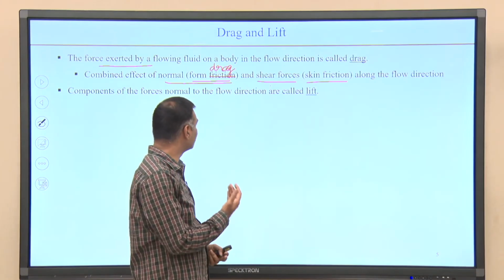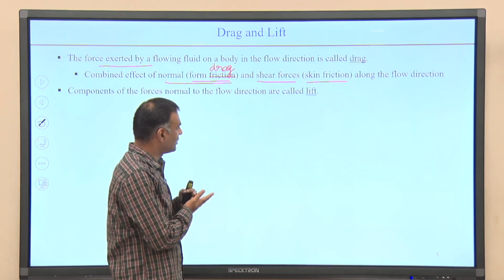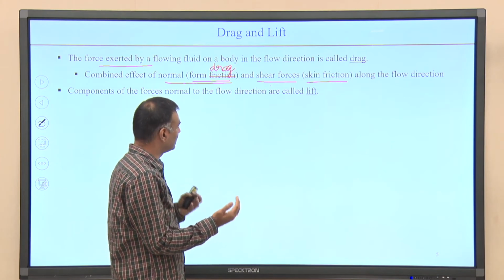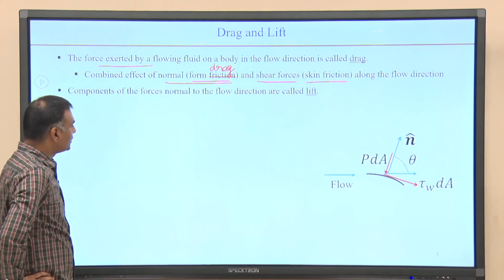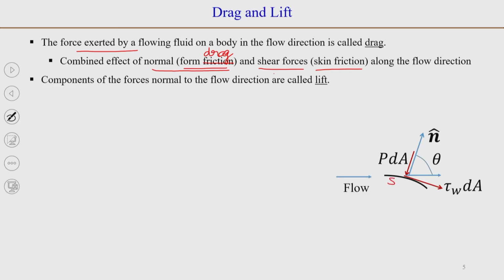And the component of forces which are normal to the flow direction, they are called lift. So, if we have two dimensional flow, then the direction along the flow or the force on the body along the flow is called drag, and normal to it is called lift. Now, if we consider a surface here, so this is a surface, and the normal to this surface is this unit normal vector n, and the flow happens along this direction. So, the angle between flow direction and the normal vector is theta.